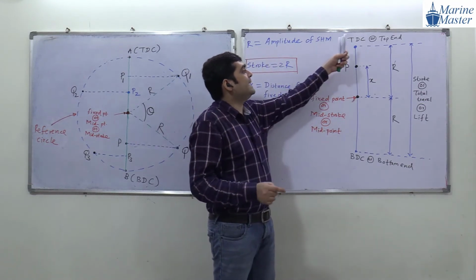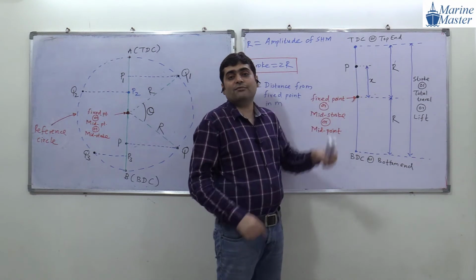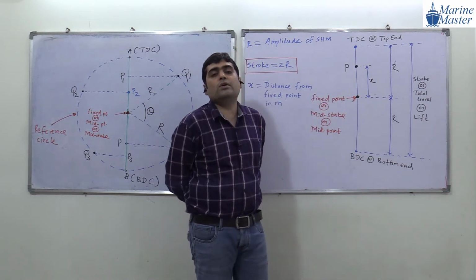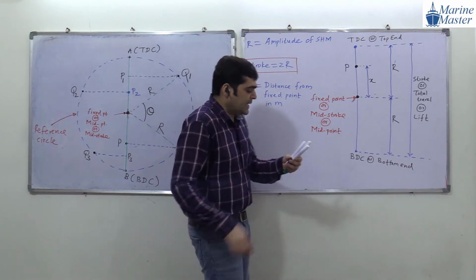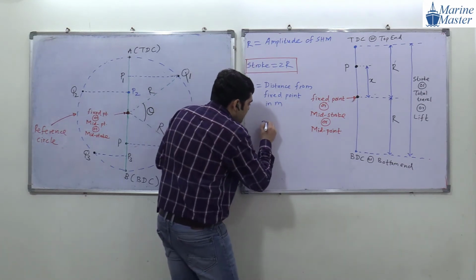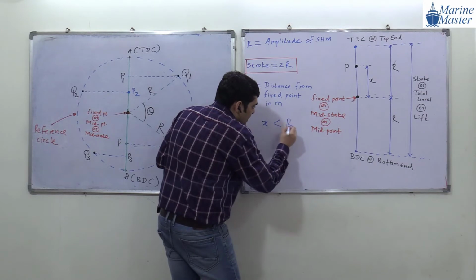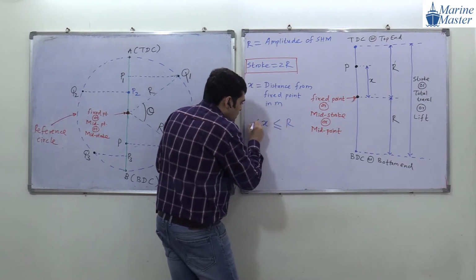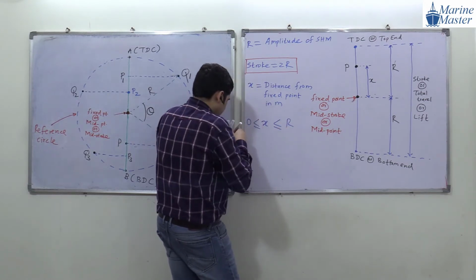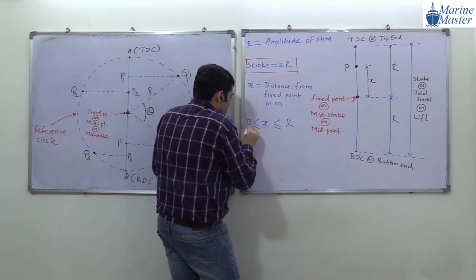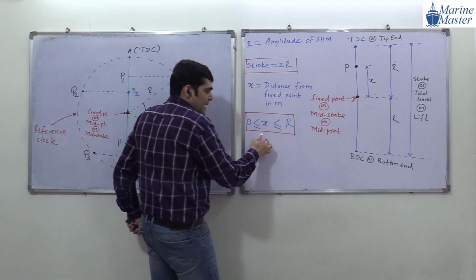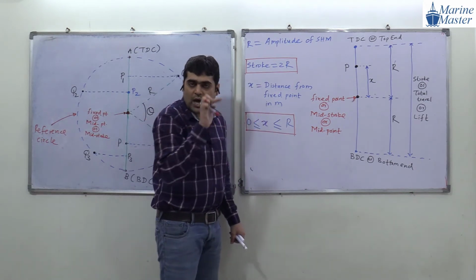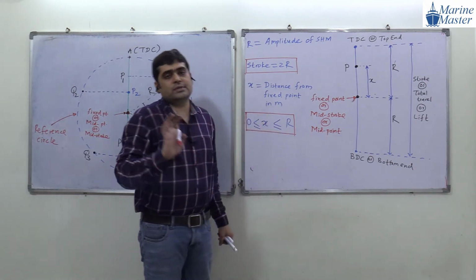Or when it is at TDC, what will be the value of x? X means distance from the fixed point, so it is r. So we can say x is always between 0 and r, less than or equal to r and greater than or equal to 0.